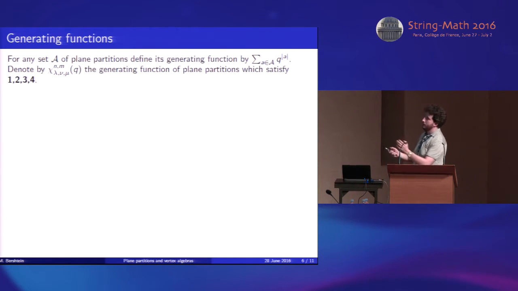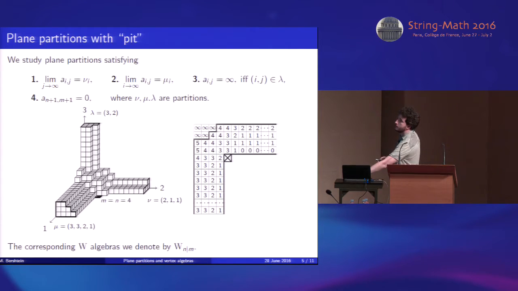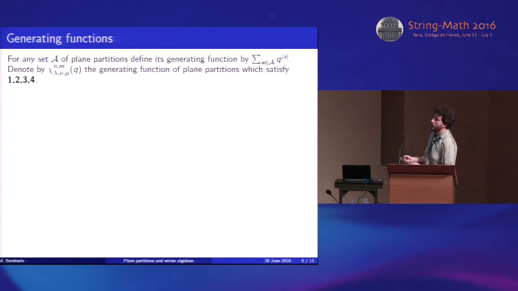Okay, so first, if I look at this in a combinatorial manner, then the first question is to calculate the generating function. Just count the number of such plane partitions with q to the power of the number of boxes. Of course, since we have asymptotics, the number of boxes is infinite. We should subtract this infinity. It is not easy to define this number of boxes, and I will skip this. And I will use notation: Z lambda, mu, nu, n, m is the generating function of plane partitions which satisfy the conditions given on the previous slide. So this lambda, nu, mu are asymptotic conditions, and n, m is the position of the pit.